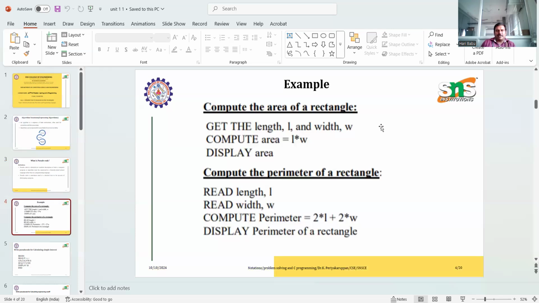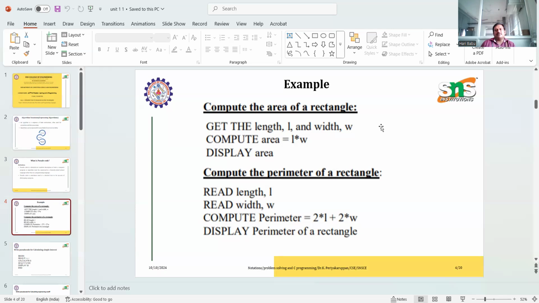Compute the area of a rectangle. As per pseudocode, or our understanding, we just write: get the length L and width W. Compute the area, L into W. Display area. So it will display the output, L into W is equal to area.